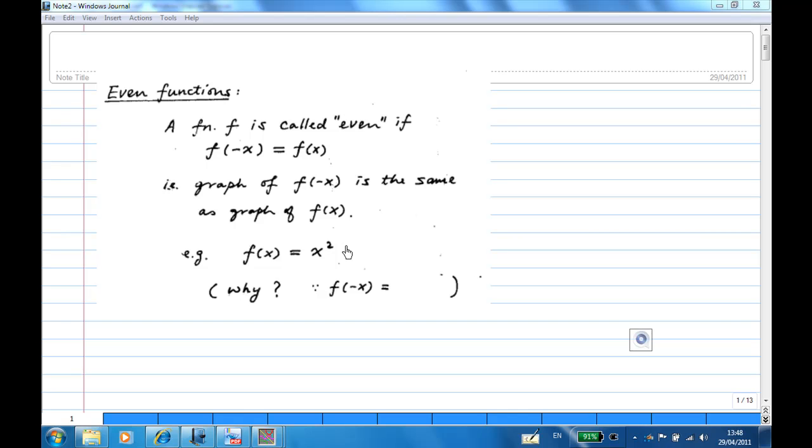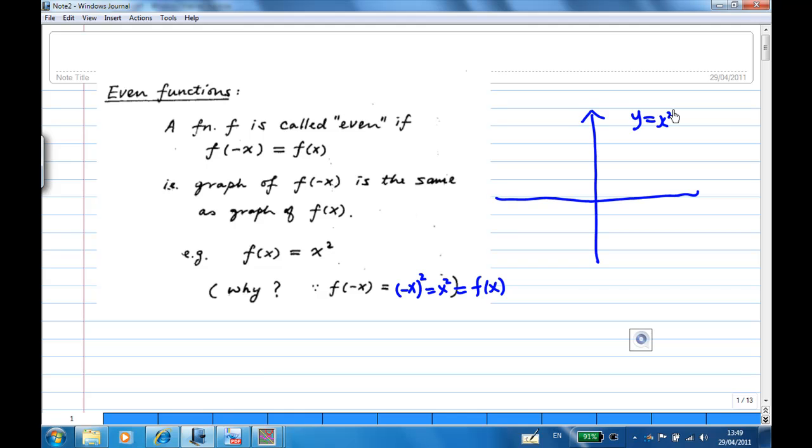Why? Because f of minus x equal to minus x squared is still equal to x squared, which is equal to f of x. So f of x equal to x squared is an even function. If you look at the graph of y equal to x squared, you'll find that the graph is symmetrical about the y-axis. So for an even function, the graph is symmetrical about the y-axis.